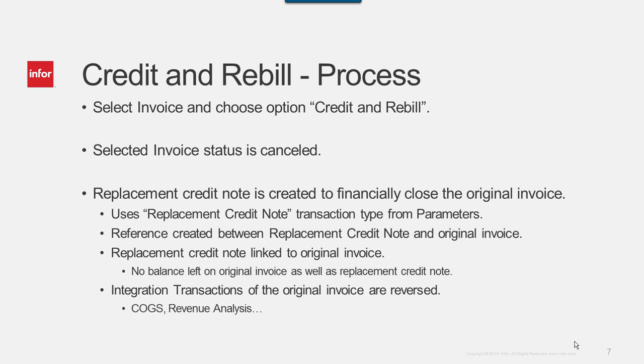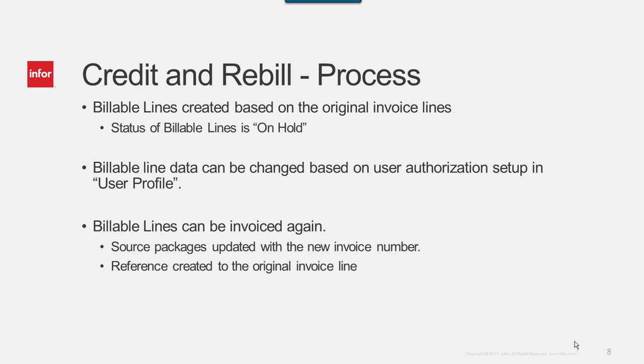The replacement credit note is linked to the original invoice in finance, resulting in the balance of both the original invoice and the replacement credit note being zero. The integration transactions of the original invoice are reversed. So in fact, the revenue and COGS transactions are reversed. In addition to that, billable lines are created based on the original invoice lines. The created billable lines have status on hold, allowing the user to change data if needed.